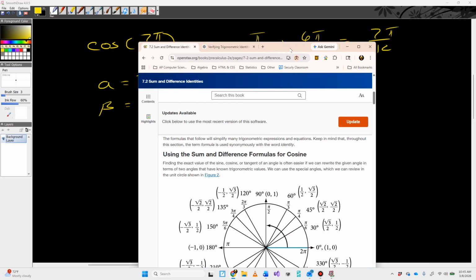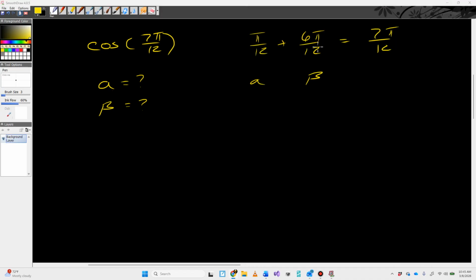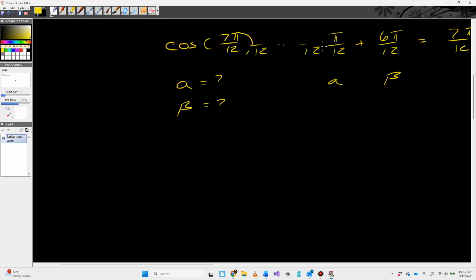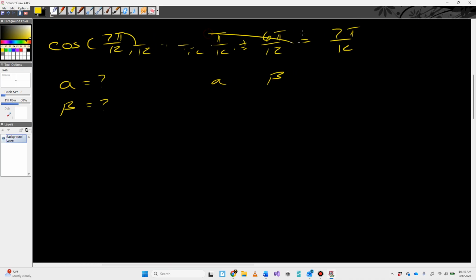It's right here. But I don't have a value pi over 12. It doesn't exist on this chart. So I can't use this. This won't work for me. Can't use it. What about, well, let's try another one. Let's do 2 pi over 12 plus 5 pi over 12. I can use this one. This will work. But this one won't. This doesn't reduce, and there's no 5 pi over 12.